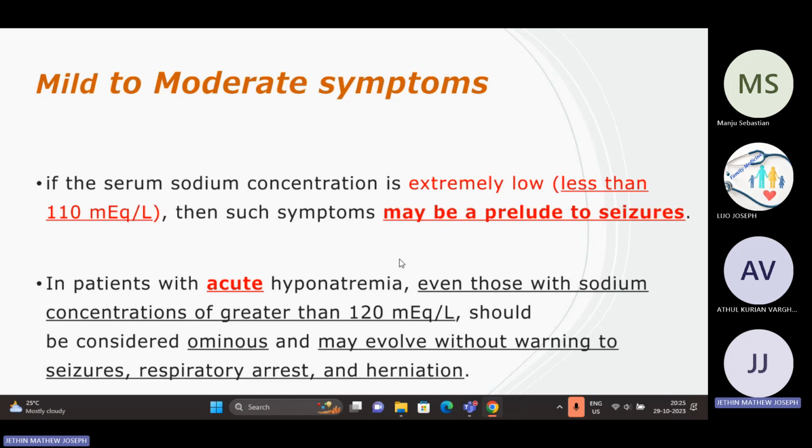And in patients with acute hyponatremia, even those with sodium concentrations of greater than 120 should be considered ominous and may evolve without warning to seizures, respiratory arrest, and herniation. So if it's acute hyponatremia, even if the sodium concentration is not that low, say it's above 120, even mild to moderate symptoms have to be treated promptly.